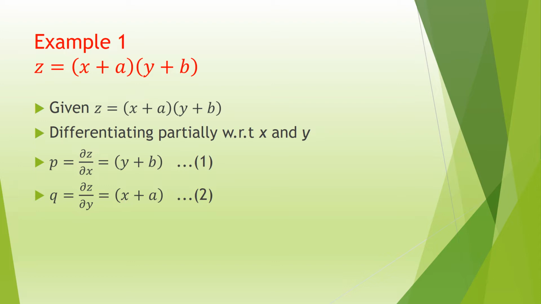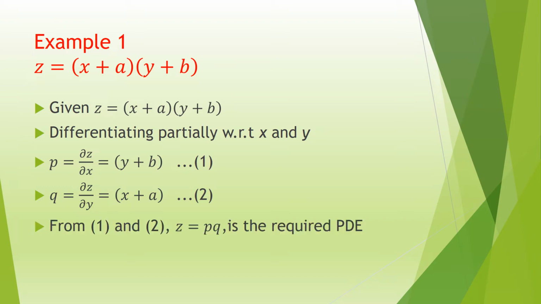Now, we have the given equation z is equal to (x plus a) into (y plus b). From equations 1 and 2, we have expressions for (x plus a) and (y plus b). This we will substitute in the given z expression. That is z is equal to, (x plus a) means it is q, and (y plus b) means it is p. So it is q into p, or pq. This is the required PDE.